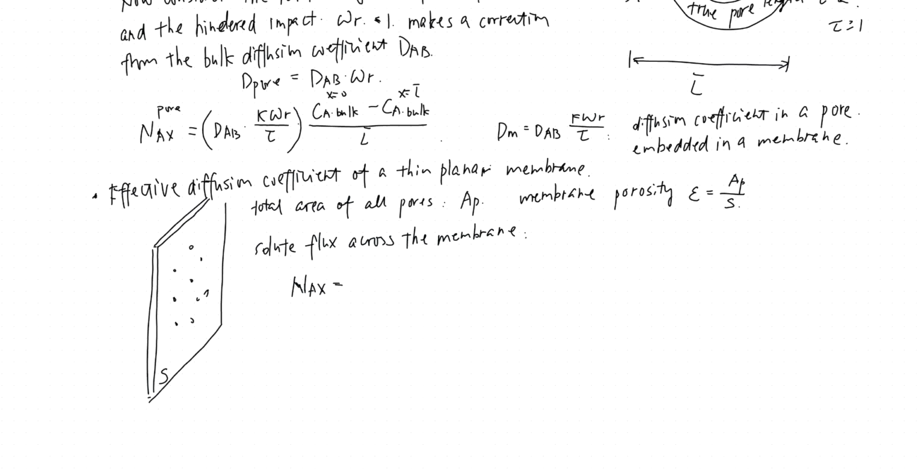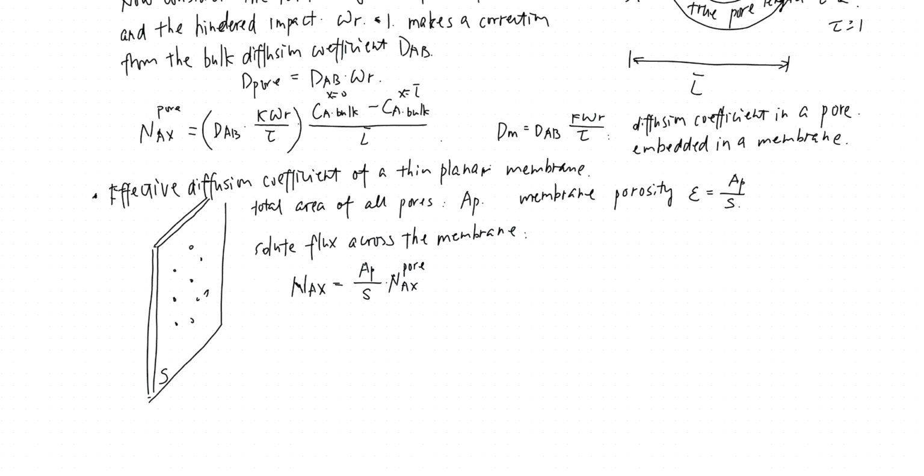This is determined by the porosity. So it is a ratio of all the area of the pore divided by the area of the membrane, and then multiply the flux through a single pore. And think about that the flux through a single pore is how much flux you would get if you have a void space. So the entire pore is void.